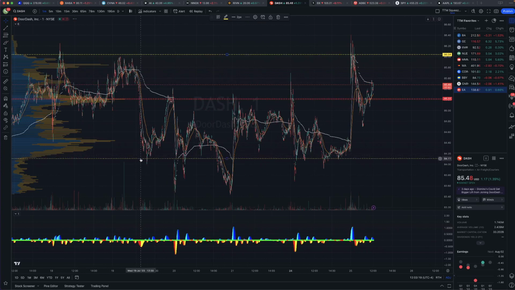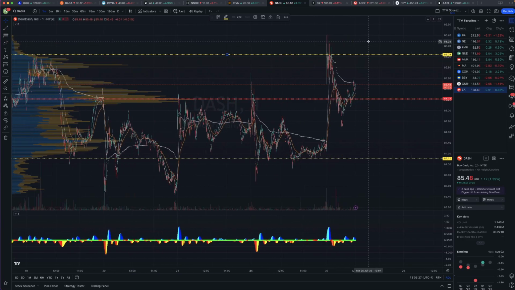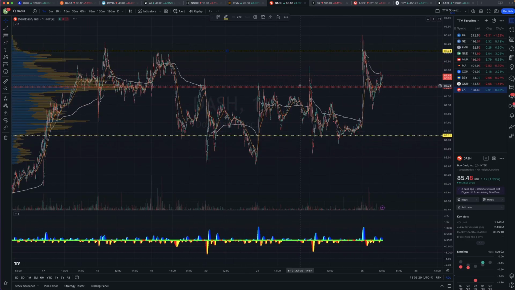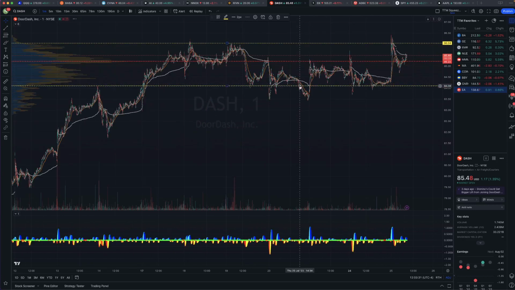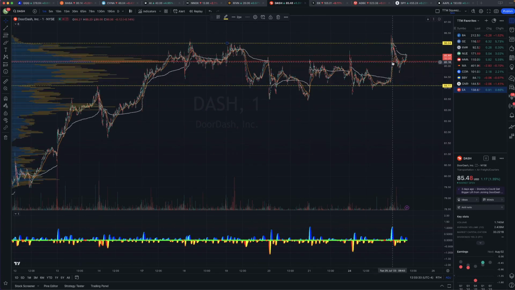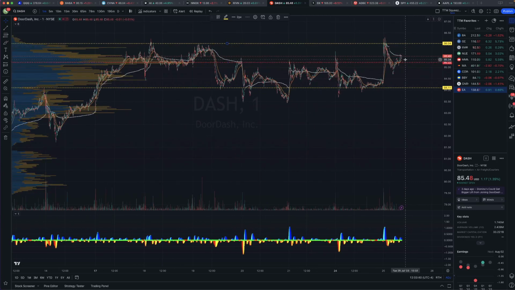So we've had a couple of failed breakdowns. They reclaimed the pattern, which is pretty bullish. We've had a fake breakout, and then we've come down into these volume profile levels. We've actually broken below and reclaimed it.